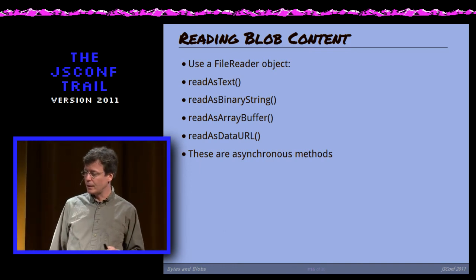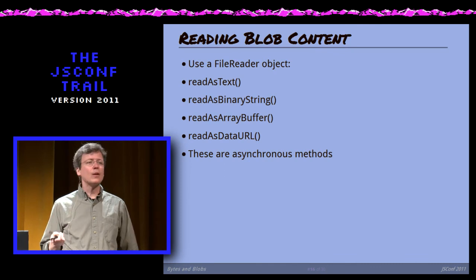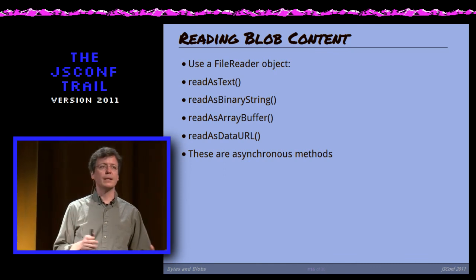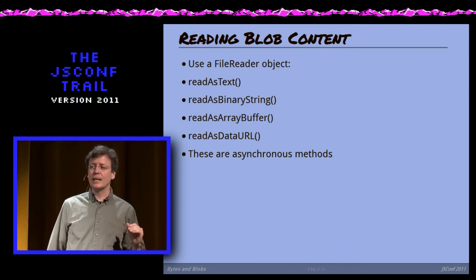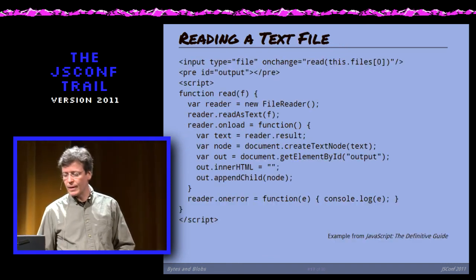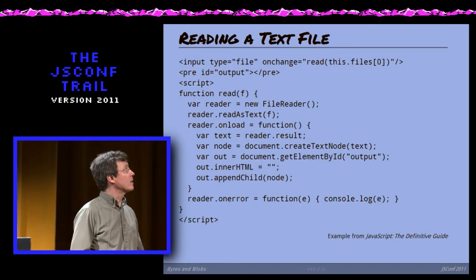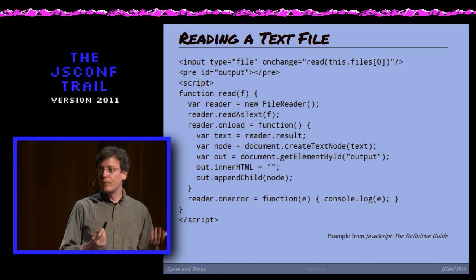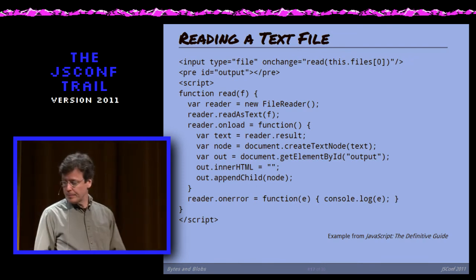Now, these are all asynchronous methods. I told you that blobs live on disk. You can't just get random access to them. So you call these methods, but then you define an event handler to wait until the content is actually ready.